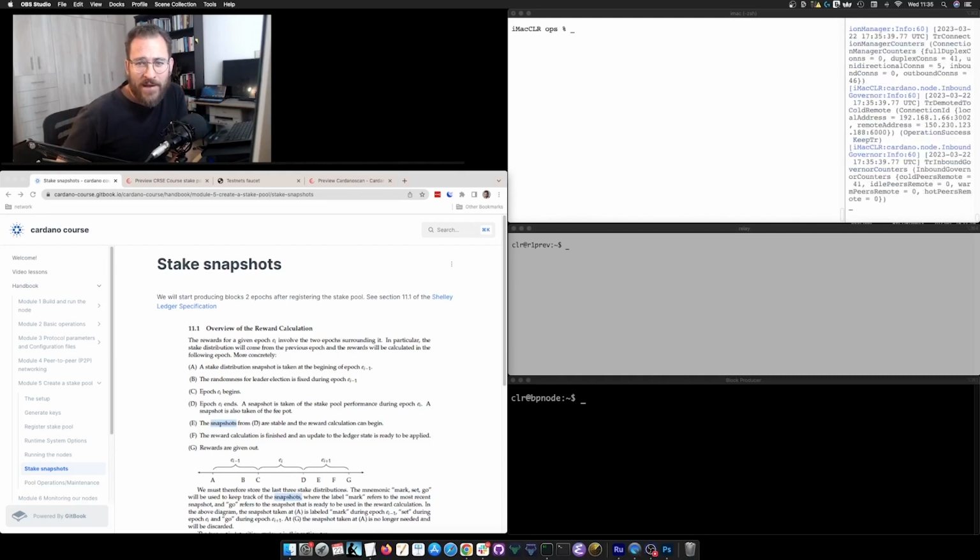So hello, welcome back. So we have registered our stake pools, we have launched our nodes, we have even configured them to run on systemd, and well, it's time to start producing blocks, right? Of course it is, but there is an important thing to consider.